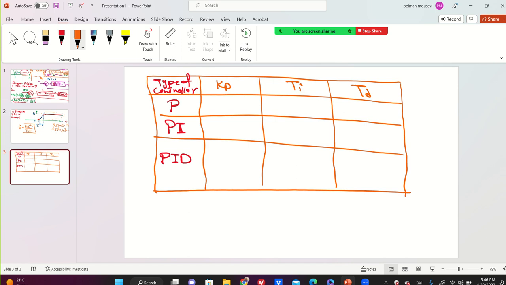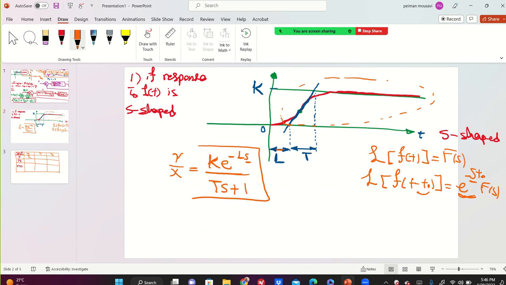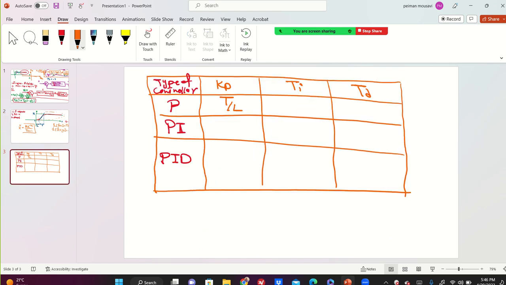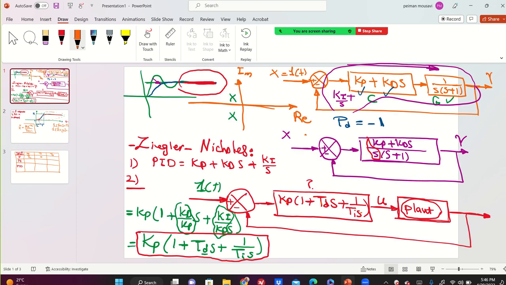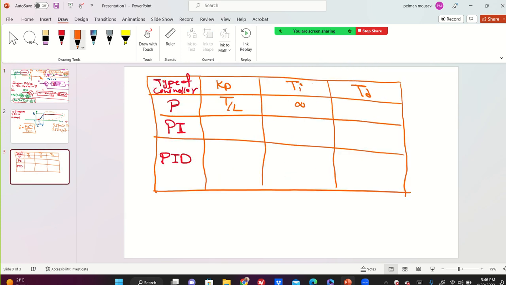If you want a P controller, Kp is going to be T over L. From the graph, you have T over L. Because it's a P controller, your Ti is infinity. Why? Because 1 over infinity is 0. This goes away. And TD also is 0. So you have only a P controller. Clear, everybody? Yes?